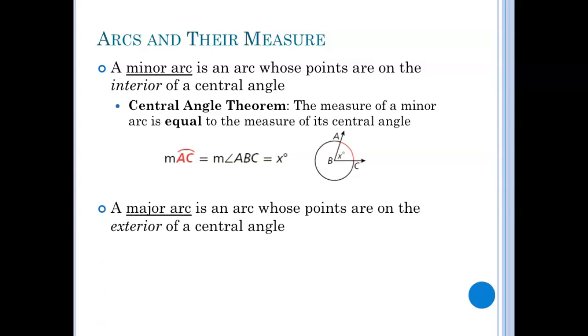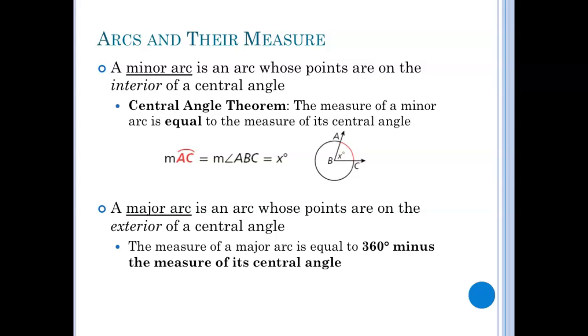Now a major arc is an arc whose points are on the exterior of a central angle. So that means that the measure of a major arc is going to be equal to 360 degrees minus the measure of its central angle. So here, for example, the measure of arc ADC, that's the major arc, is equal to 360 degrees minus whatever the measure of angle ABC is, which would mean this is 360 minus x. So if x, for example, were 70 degrees, then the measure of the major arc would be 360 minus 70.